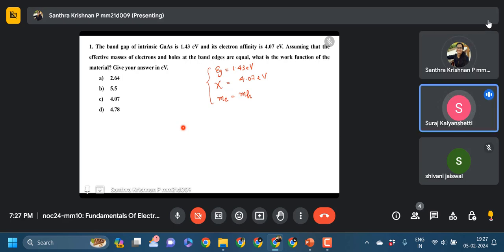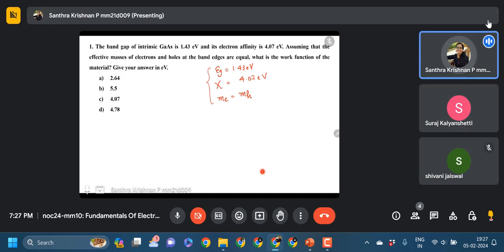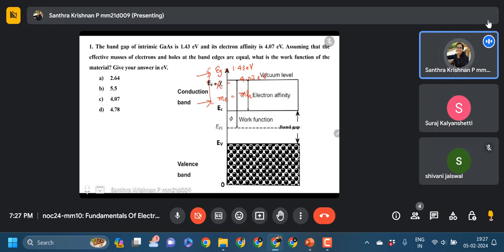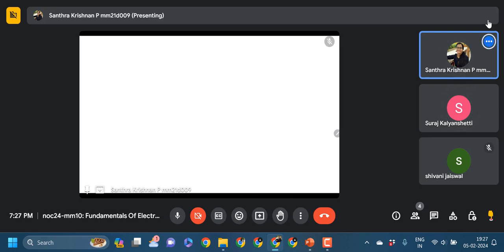It's difficult to remember the equations. Probably it will be given. You have EG, and here you can find an equation that connects EG and ME minus MH. This is your work function, starting from your Fermi level till the vacuum level. You want to find phi. That is what is being asked here.